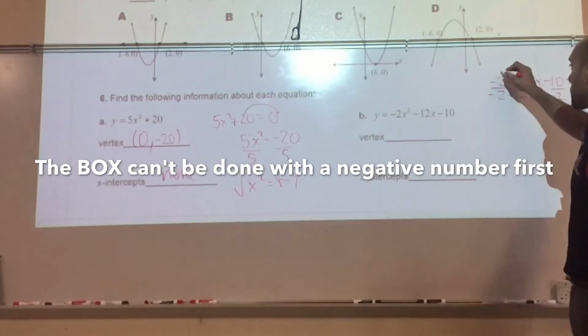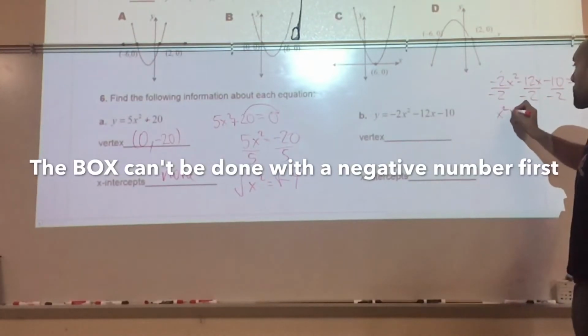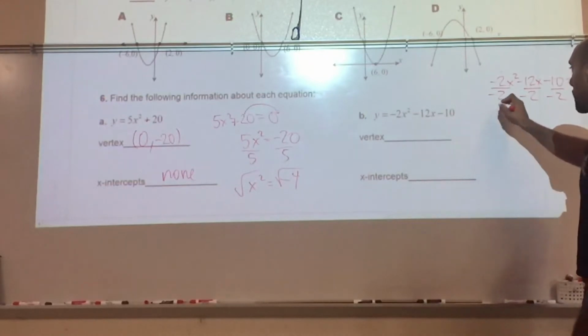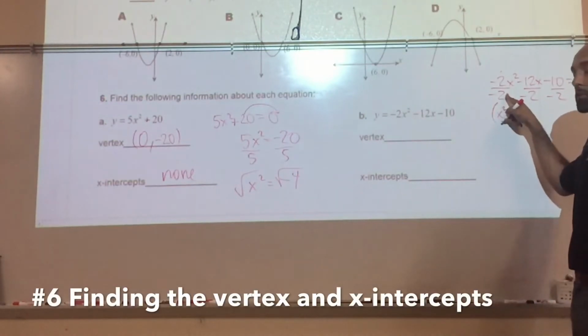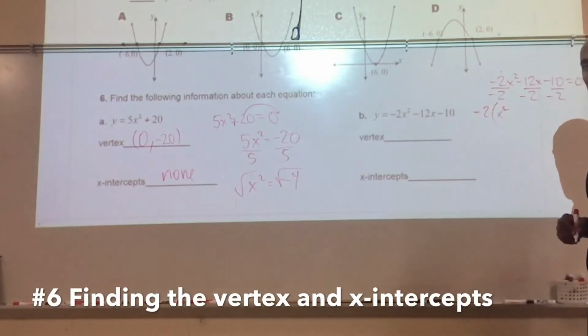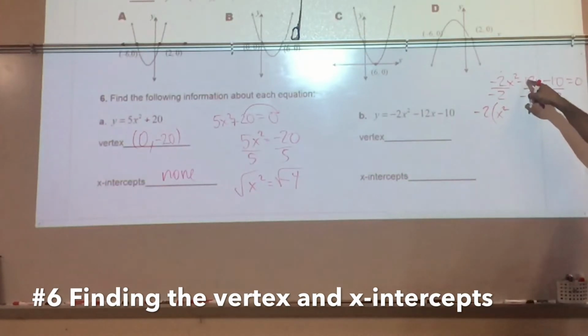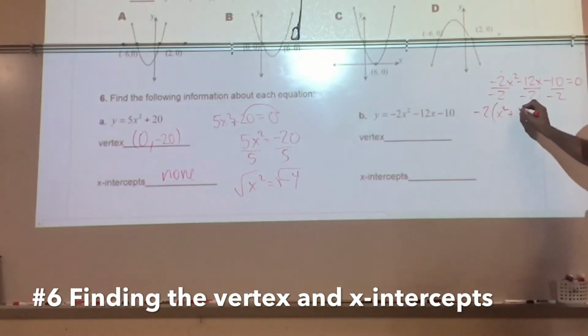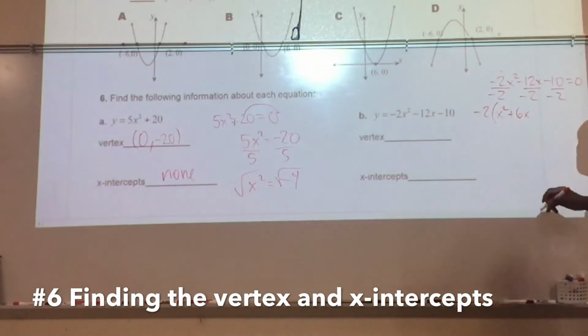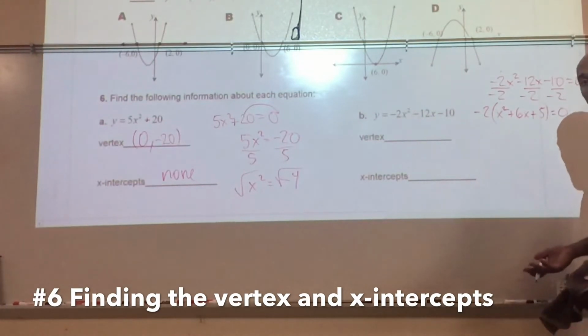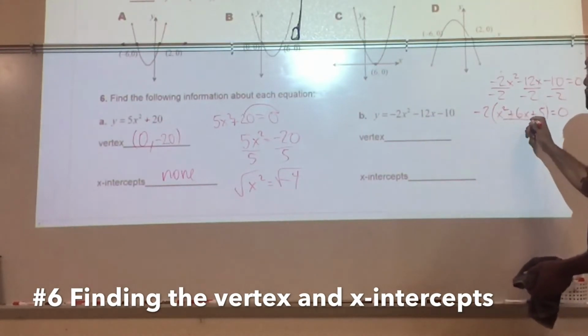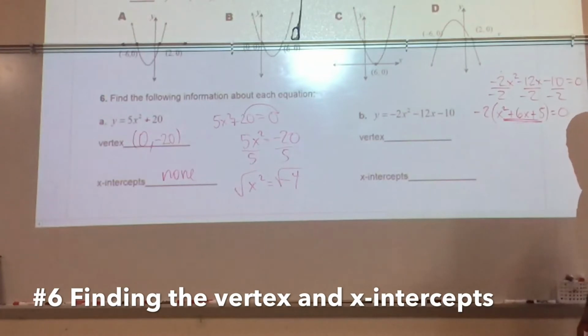Okay, so now negative 2, those cancel out, so now I just have x squared. Remember, if you divide out negative 2, that needs to go to the front. Negative 12 divided by negative 2 is plus 6x. Negative 10 divided by negative 2 is plus 5. Now when I do the box to find the x-intercepts, I just use that part of the equation, not the 2 or the 0.